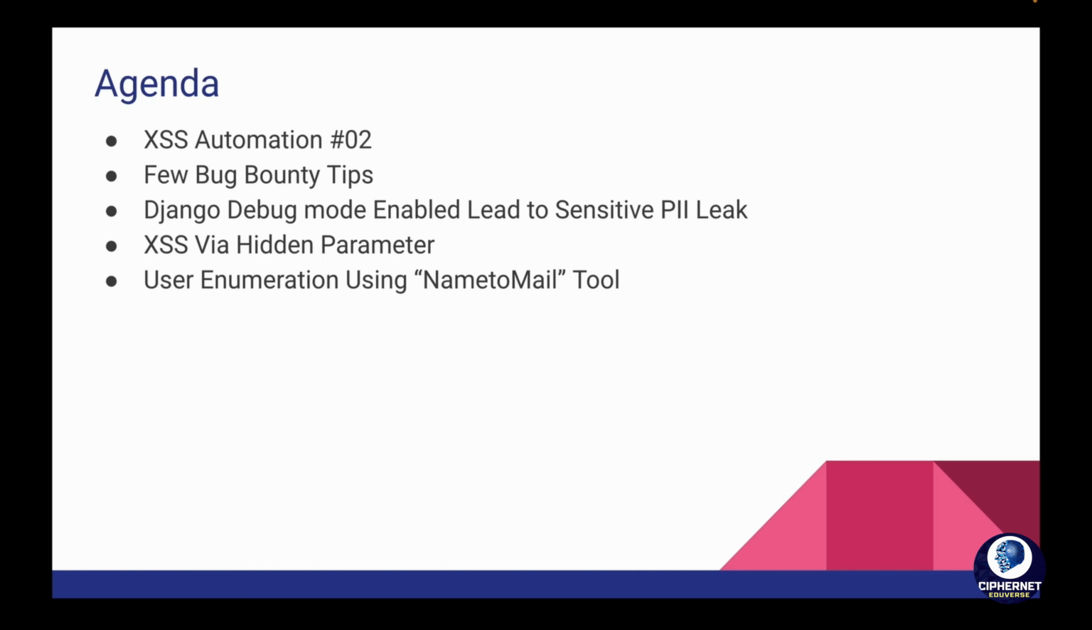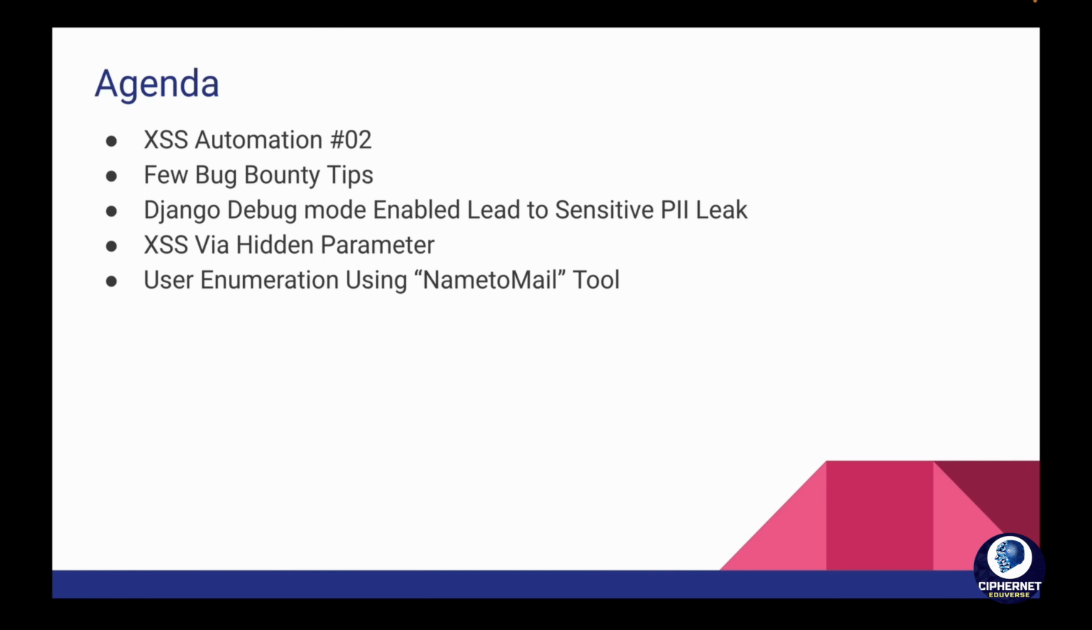And in the last, we're going to discuss how to exploit user enumeration vulnerabilities, even though user enumeration is set as out of scope in the target scope in HackerOne or Bugcrowd. You can use a tool called Name to Mail. By using this, you can show the actual impact of the user enumeration vulnerability to the target program owners, and you can get a bounty from there as well.